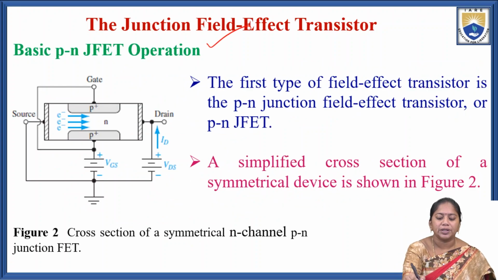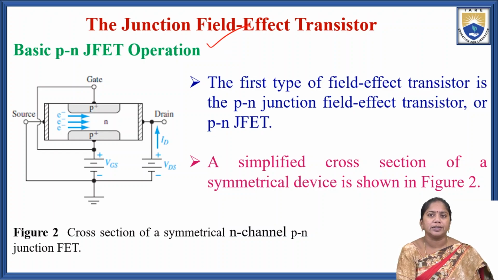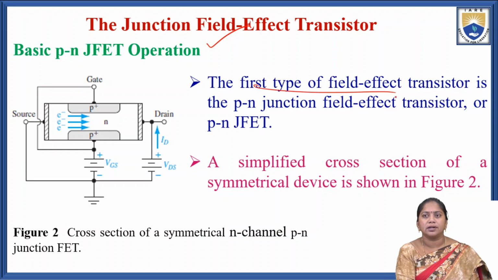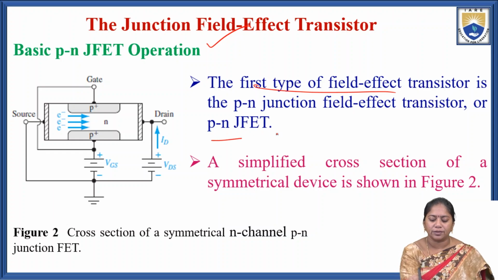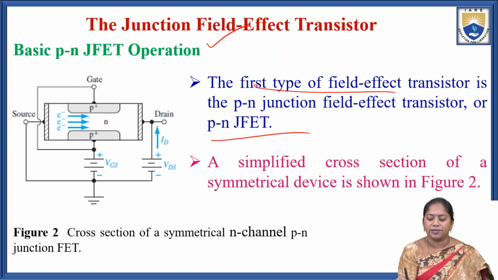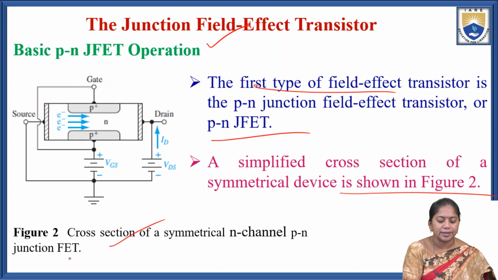Now the basic PN JFET, the PN junction field effect transistor, simply called the PN JFET. The basic PN JFET operation. The first type of field effect transistor is the PN junction field effect transistor or PN JFET. A simplified cross section of the symmetrical device is shown in figure 2. Figure 2 is the cross section of the symmetrical N channel PN junction FET.